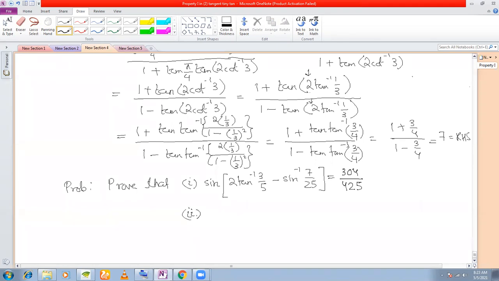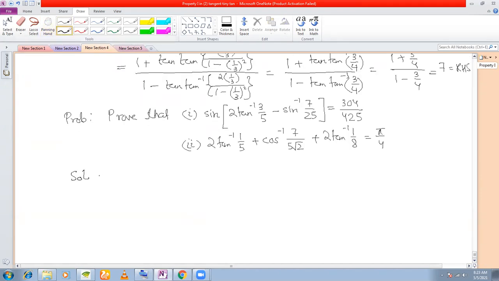Second part is 2 tan inverse 1/5 plus cos inverse 7 by 5 root 2 plus 2 tan inverse 1/8 is equal to pi by 4. Now, both are ISC problems, okay? Both of these.